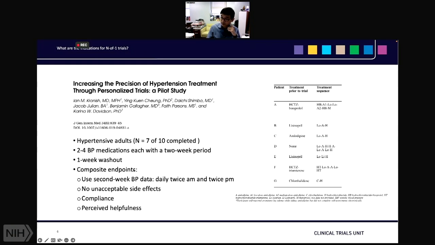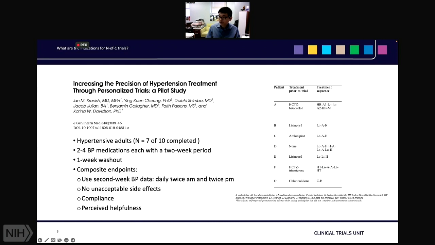the blood pressure data on a daily basis, twice in the morning and twice at night, and we also track side effects and whether they take the medications. At the end of the trial, they'll be asked to answer questions about whether the N-of-1 trials were useful. Again, this is pretty standard in terms of collecting the type of data that are collected for a blood pressure control study.